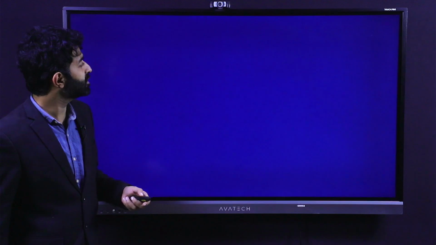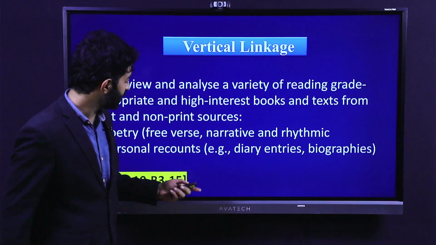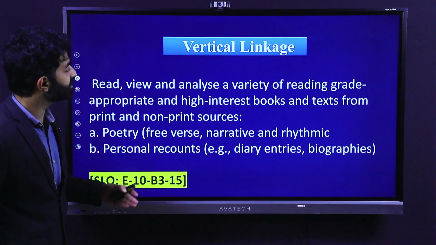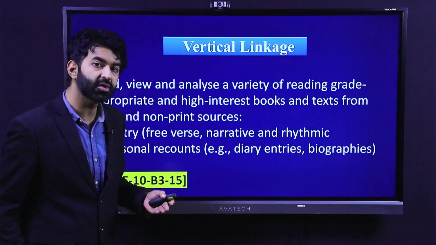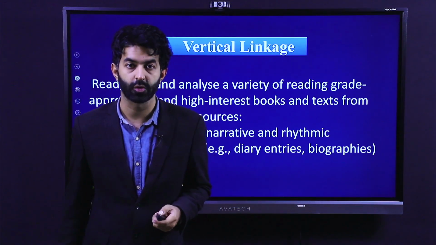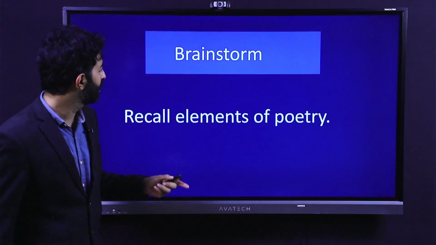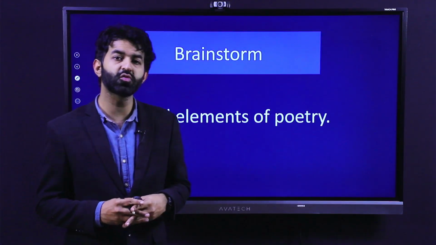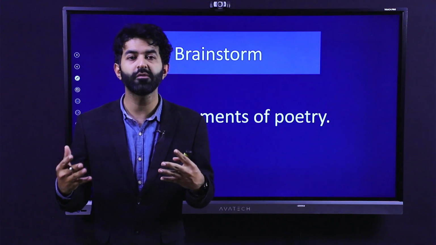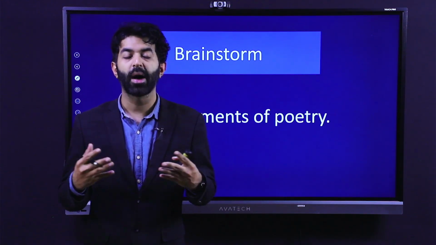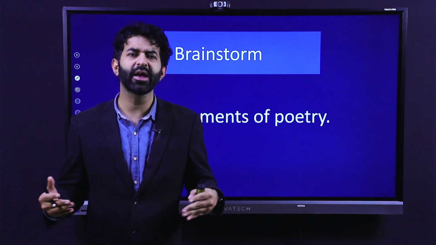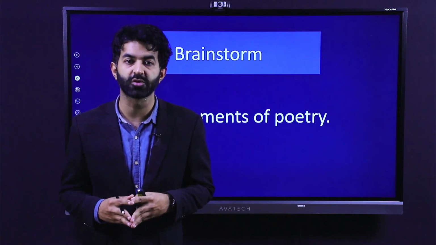Now, students, here is your vertical linkage of grade 10, and this is exactly the same SLO that was covered in the previous grade. So this is a continuity and a vertical linkage between these two SLOs. Now let's talk about the brainstorming session. Students, when we are reading, we read a lot of different types of texts: fiction, non-fiction, poetry, biographies, newspapers, blogs, magazines, articles, and so many other types of texts.